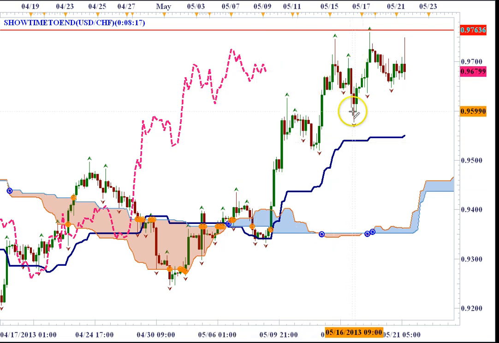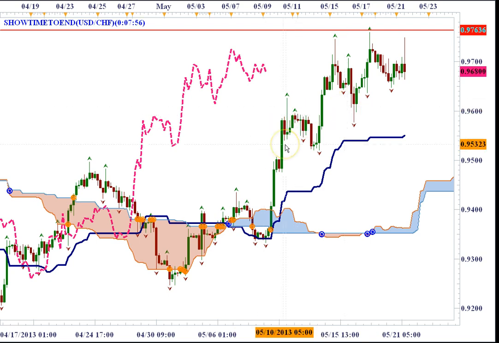Now here was a pullback. It didn't bounce off the Kijun. You wouldn't have been able to get in here. You would have missed that. But you can still always do the same thing that we always do. Get in on the break of this fractal level. So you always have levels where you could get in.